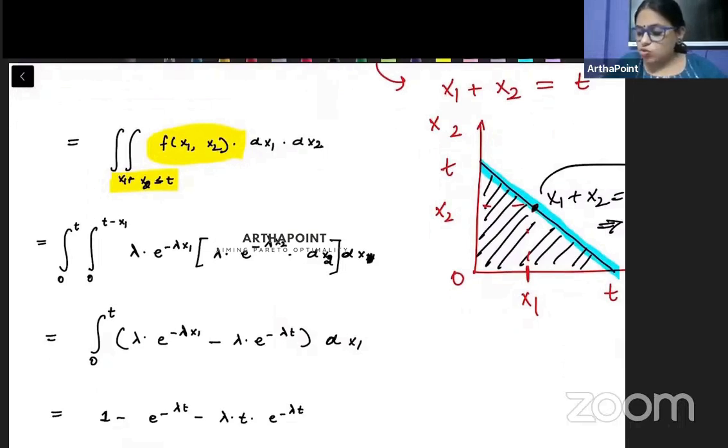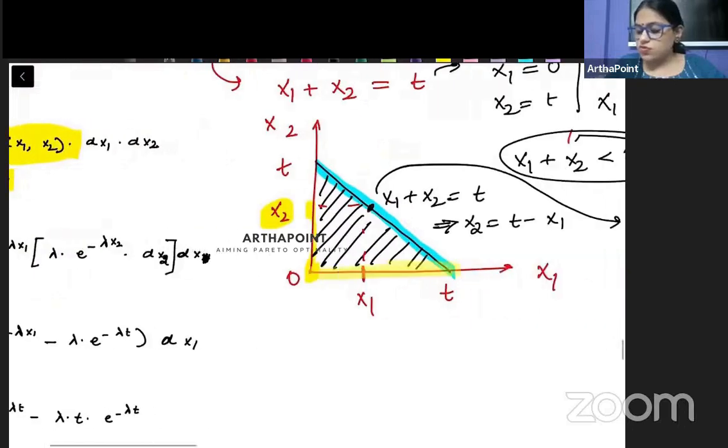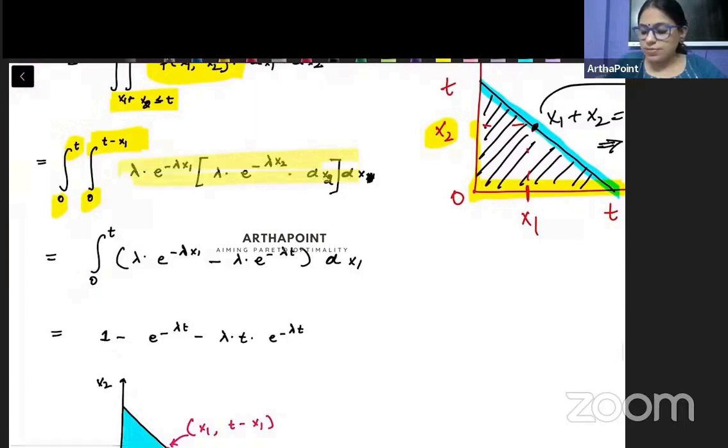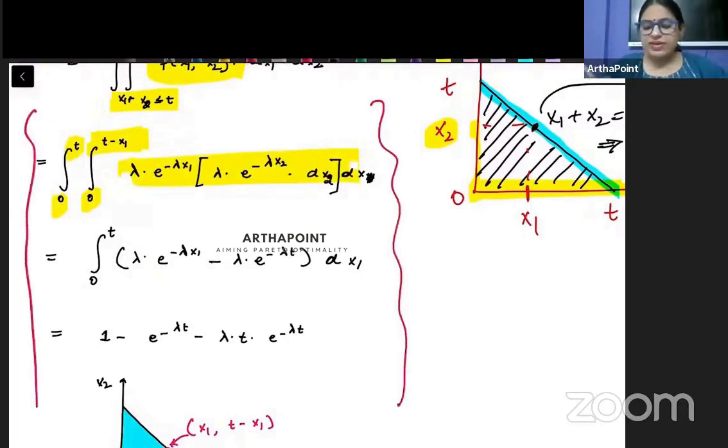So my x2 goes from 0 to x2, but x2 is t minus x1. And then x1 goes from 0 to t. And this is the joint distribution function. This joint distribution function is given to us. Actually this is from last semester. It is not that relevant for us for this semester. We have already done this thing.